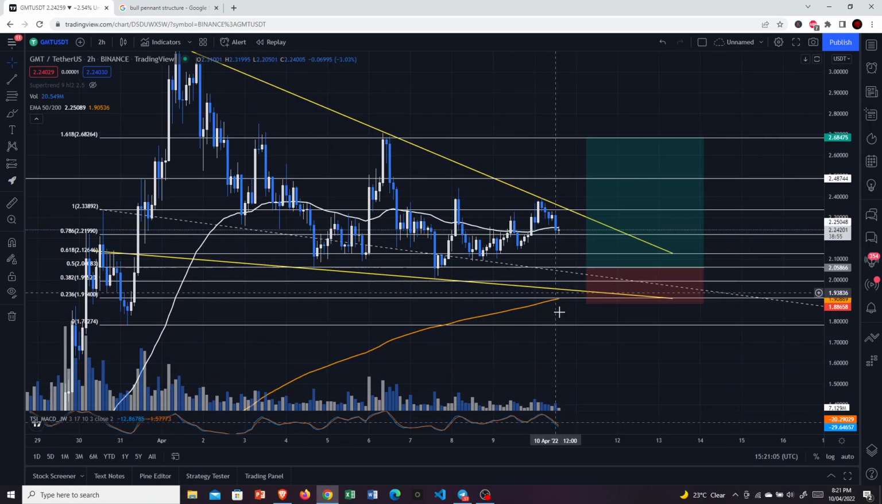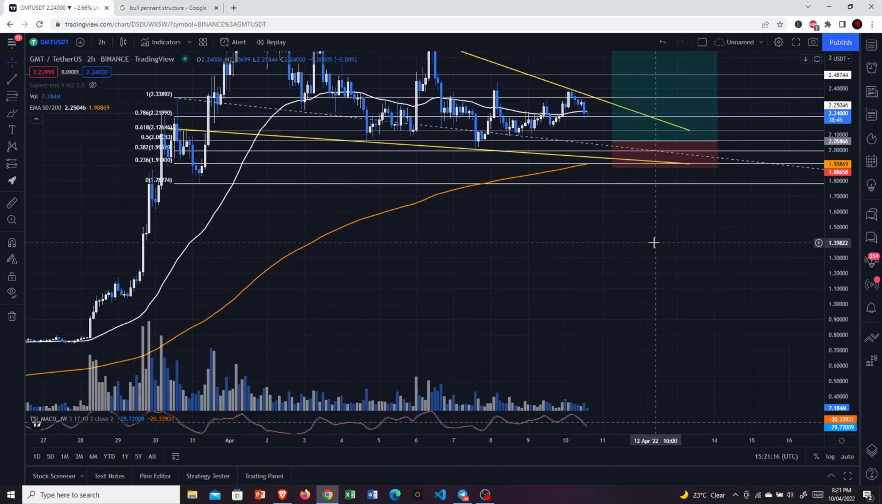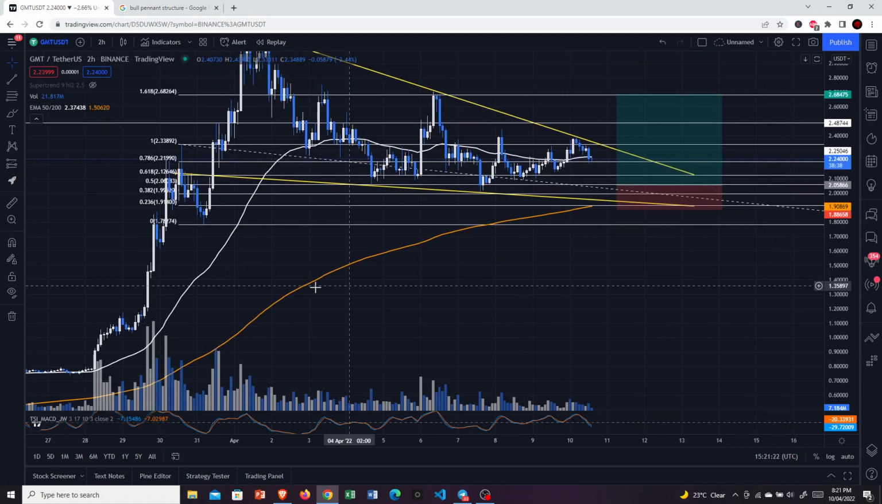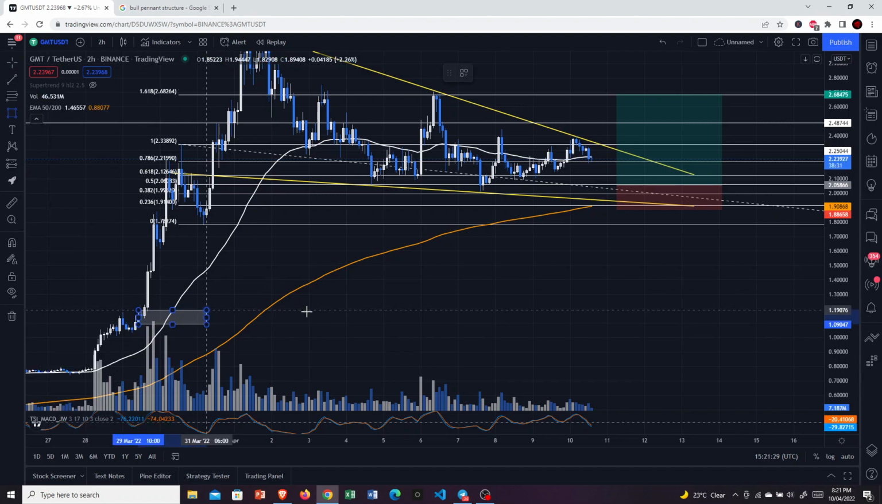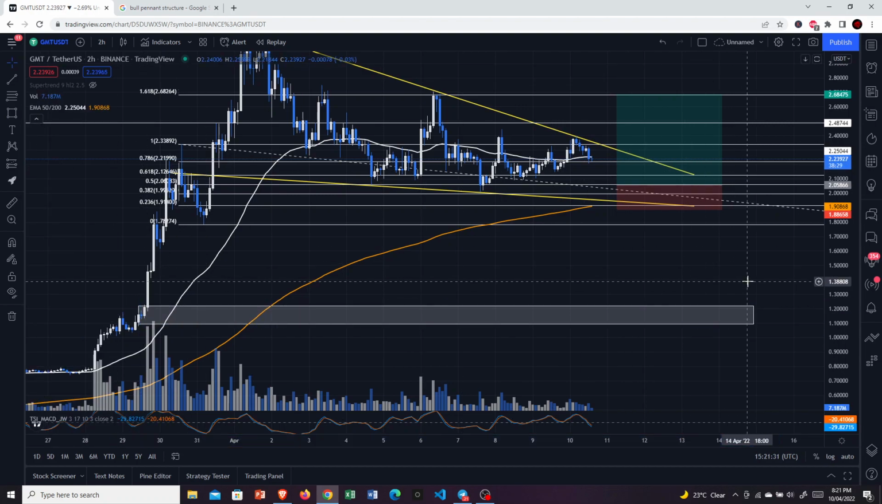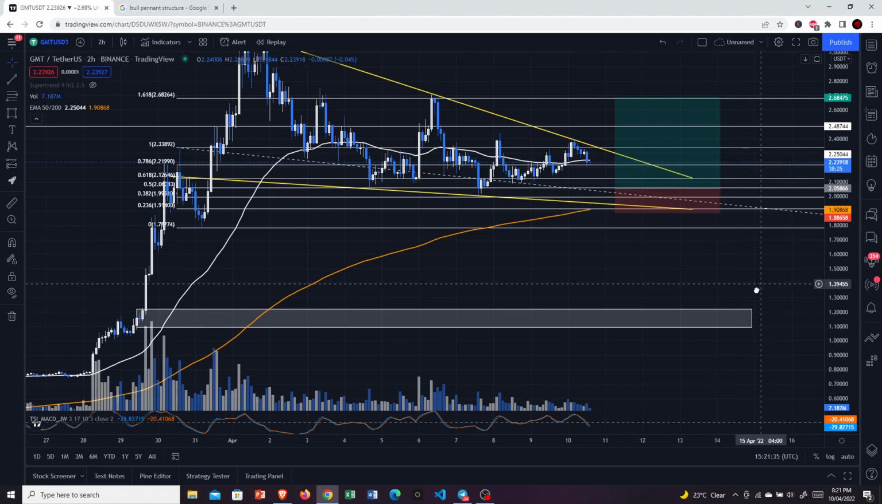But we have to keep another scenario in mind. If GMT breaks below this 200 EMA and this bullish pennant, then we can possibly retest these zones over here. That's completely possible, because whatever goes up, it's going to come down. So this is going to be our demand zone over here. GMT can even come to the $1.2, $1.3 region. This is very possible, guys.